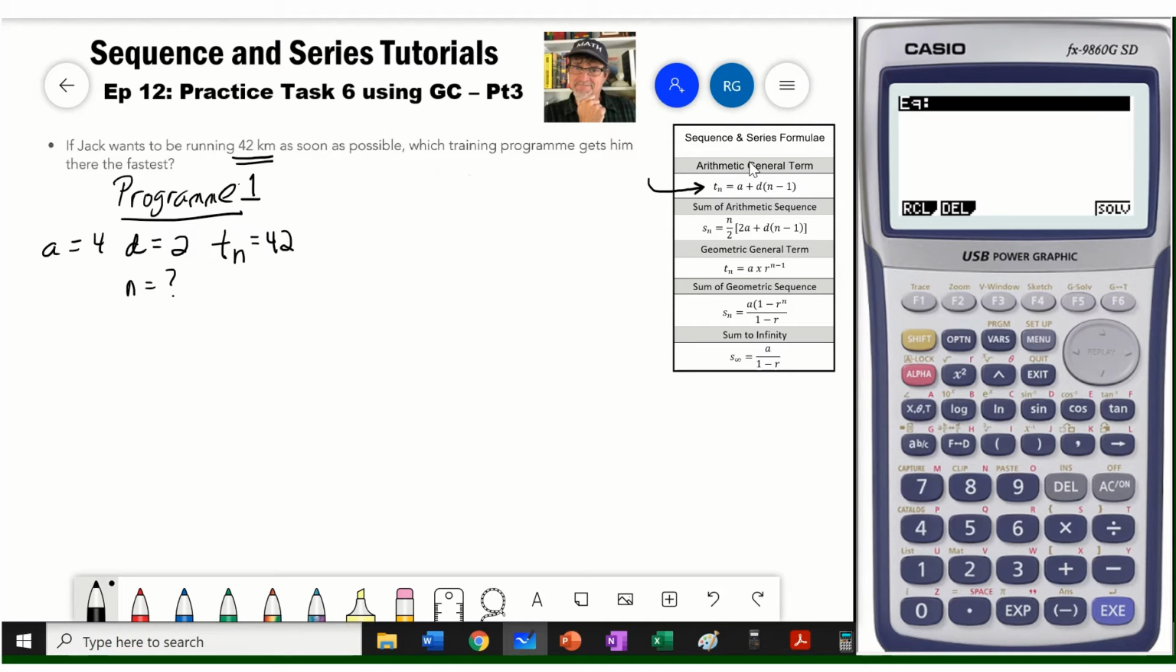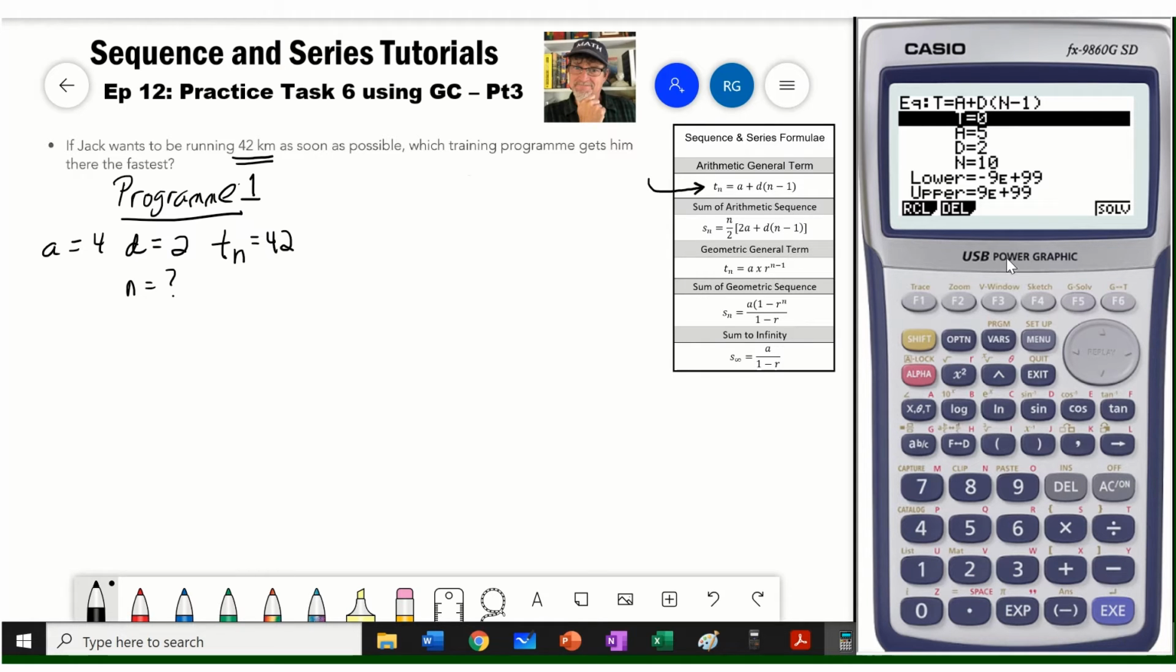So I'm going to put that into my graphing calculator. So let's call that t. So we've got t equals, and then I've got a plus d, and that's times n minus 1. N minus 1. Okay, there I got it. Hit execute to save your equation.